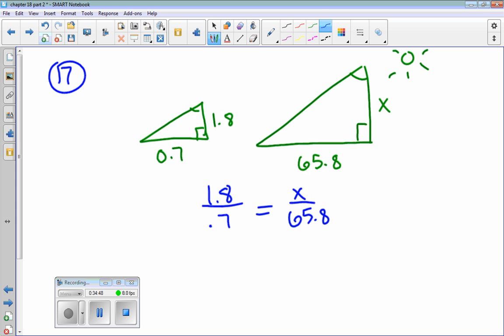So I have 65.8 times 1.8, and then divided by 0.7. So 118.44 divided by 0.7 is 169.2. And because we're talking about meters, you can leave it like that.